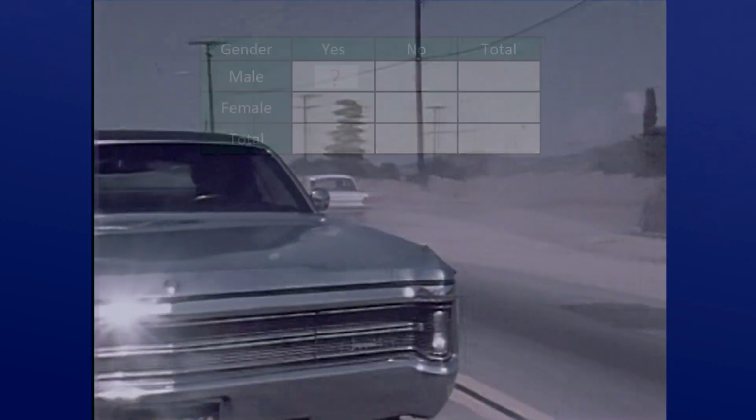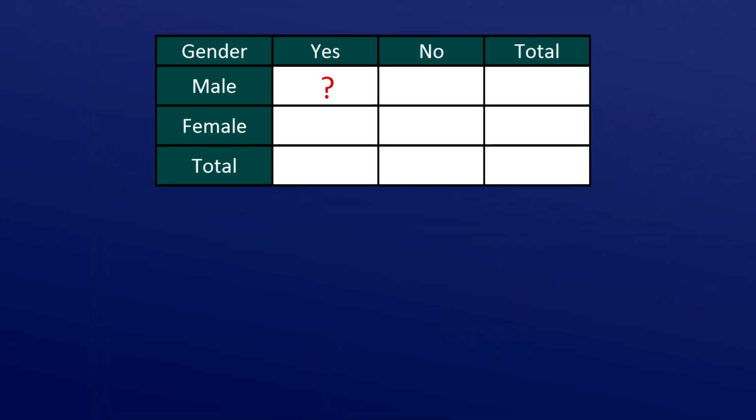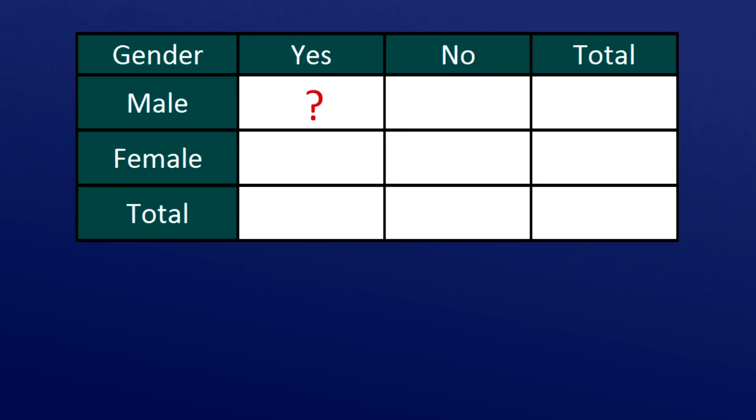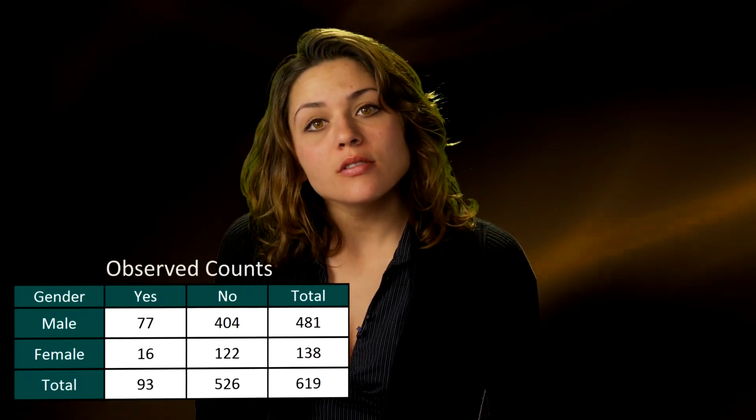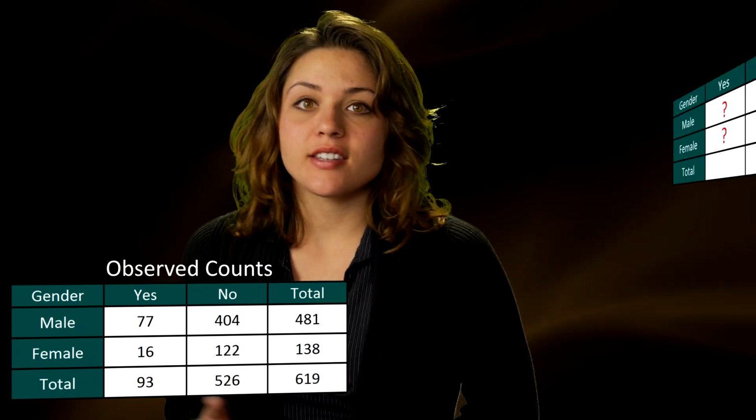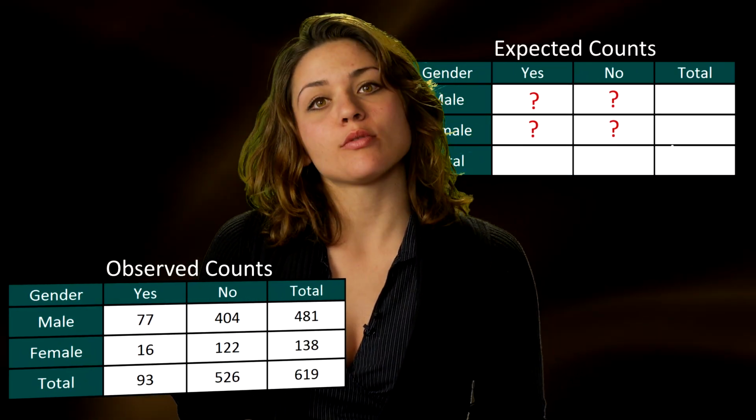We'll also ask the same kind of question about the other 3 cells in our table. If the null hypothesis were true, how many female drunk drivers would we expect to see instead of 16? How many non-drunk driving males would we expect to see instead of 404? How many non-drunk driving females would we expect to see instead of 122? In other words, we will have 2 sets of counts: the observed counts, that is the data, and the expected counts if the null hypothesis were true.